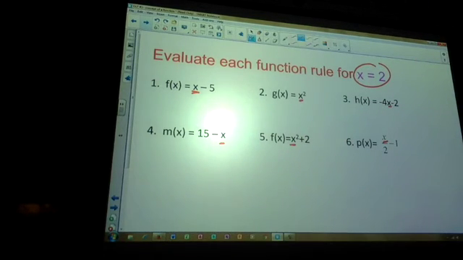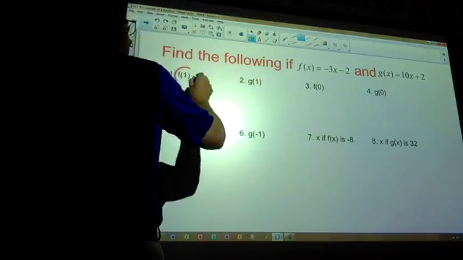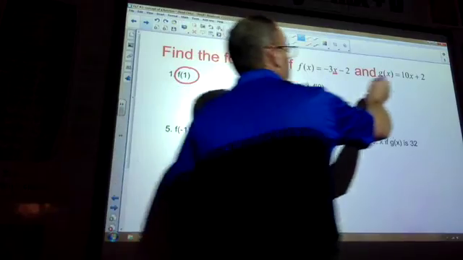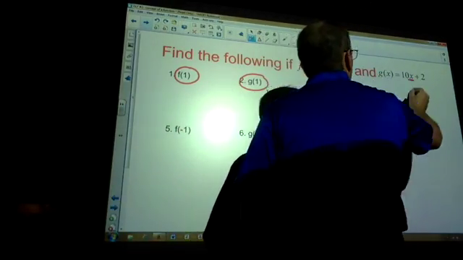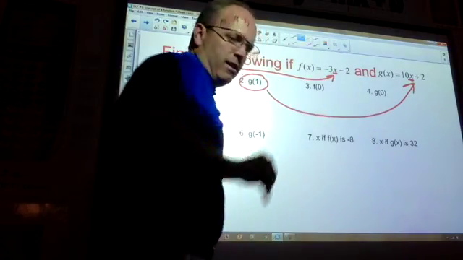That means y. Okay? So what about these? If I were to take this, this means I'm going to plug 1 in here. The G's go with that one. The F's go with this one.